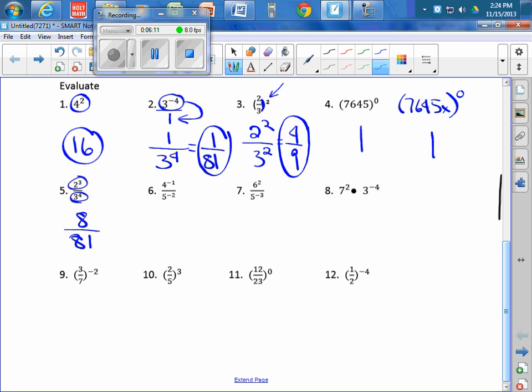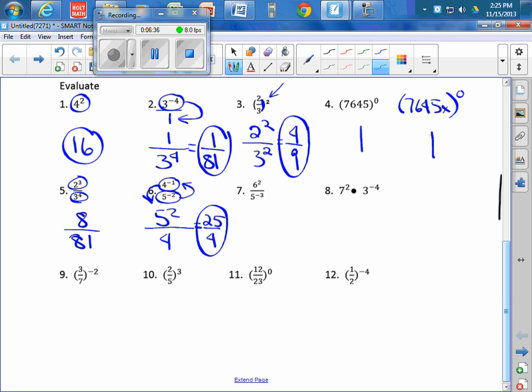Number 6, negative exponents. What are you thinking? Fraction. So start with a fraction bar. The 5 to the negative 2 has a negative exponent, so we're going to put it upstairs, 5 to the positive 2. The 4 to the negative 1 goes downstairs, 4 to the positive 1, or just simply 4. 5 squared is 25 over 4. Final answer.